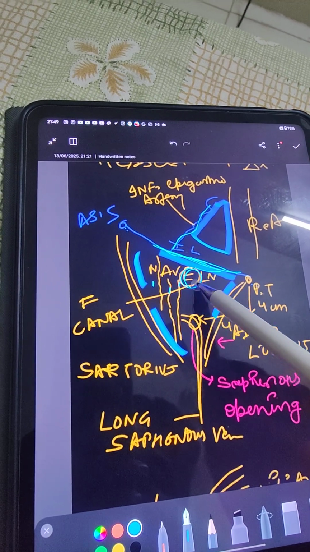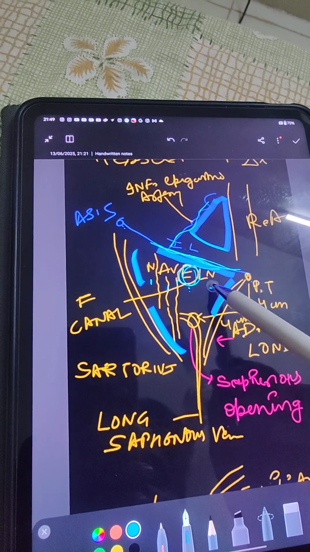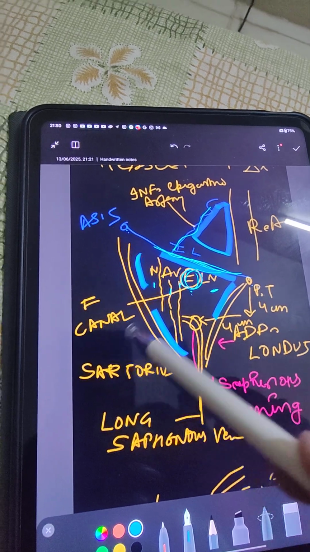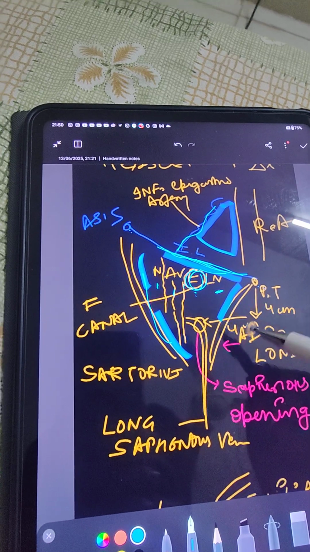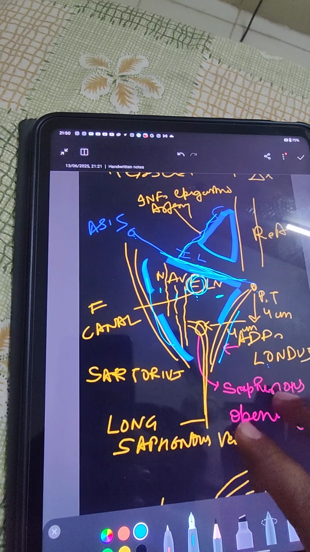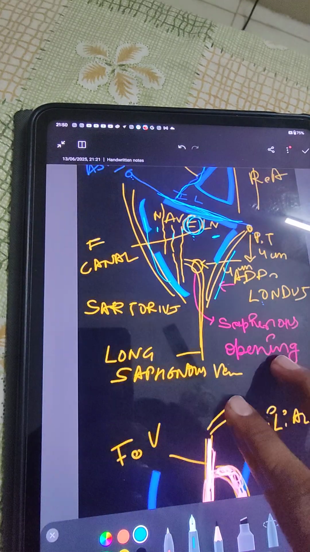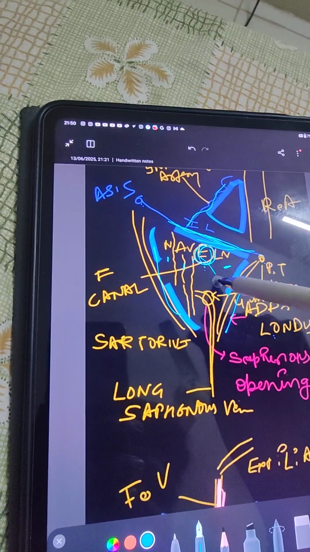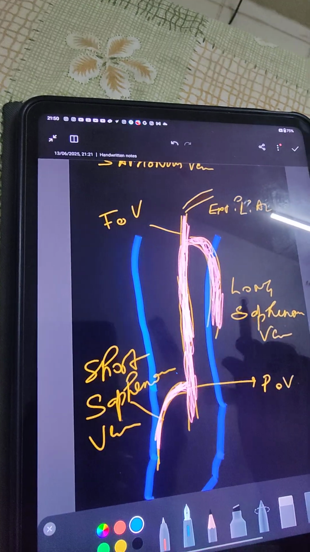Then this empty space is called femoral canal. And medially what will be present? Lymph nodes. And boundaries of femoral triangle will be sartorius. This is sartorius. This one is adductor longus, and this one is inguinal ligament. From femoral canal यहाँ से क्या निकलती है? Long saphenous vein. Here it is.